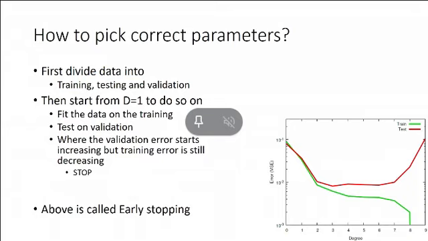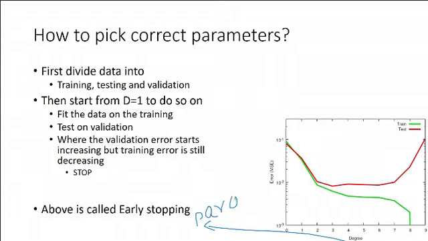So you keep changing the degree. Remember, what is the degree? Degree is a set of parameters. So what are the parameters? Parameters allow my function to be more tunable.